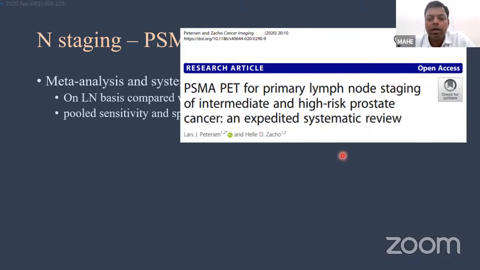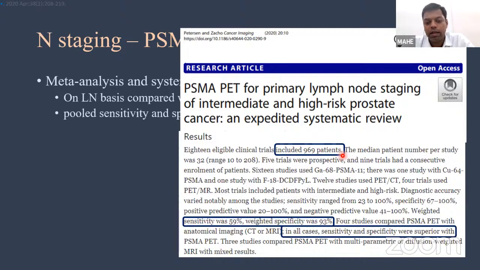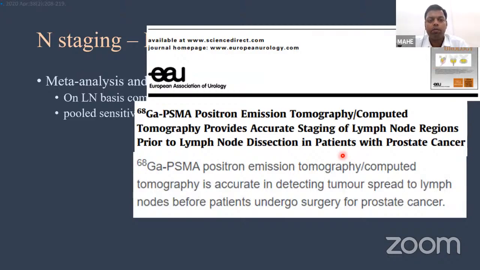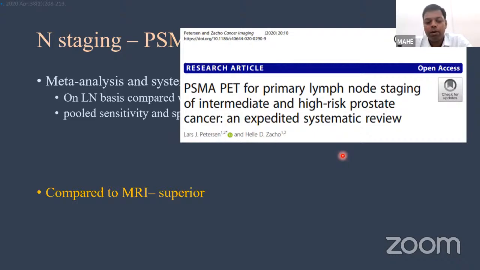So PSMA PET, when they looked at lymph node staging for intermediate and high risk prostate cancer, which included 969 patients, they compared between CT, multiparametric MRI, and PSMA, where they found that it was better than CT and not inferior to multiparametric MRI. Similarly, in a publication by the European Association of Urology, they have told that gallium PSMA emission is accurate in detecting lymph node metastasis prior to the surgery. So all these papers, what they have told is, compared to CT, it is far better. Compared to MRI also, it is superior because of the lymph node size and morphology.